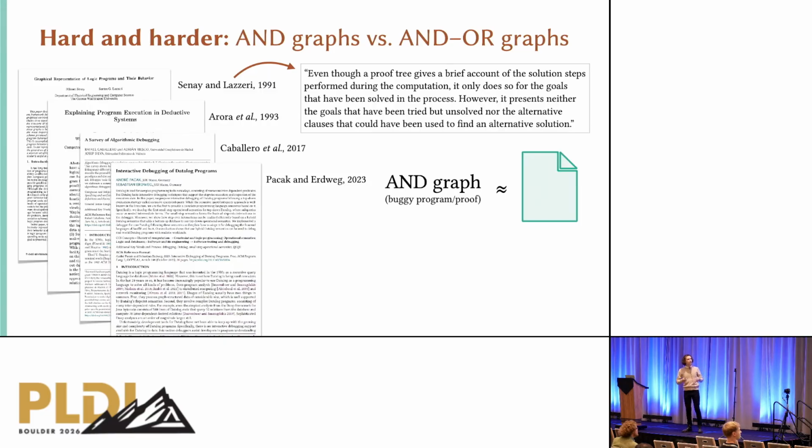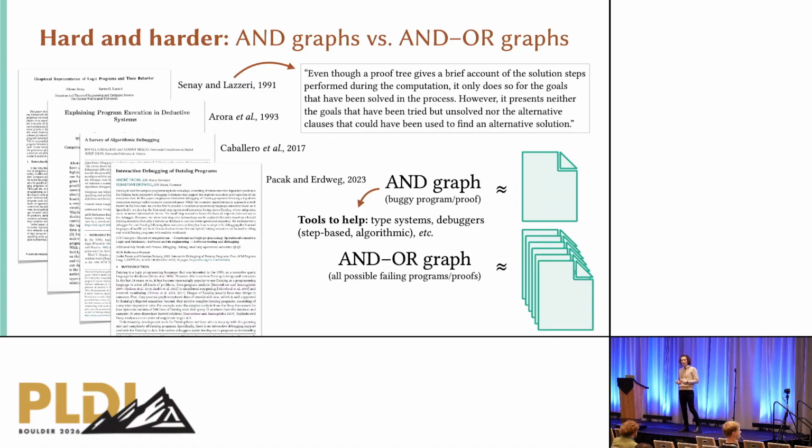A bit more graphically, you can think of an and graph as a buggy program or proof. And the tools that we have to help us here are things like type systems or step-based debuggers or algorithmic debugging. Whereas an and/or graph is more like all possible failing programs and proofs.